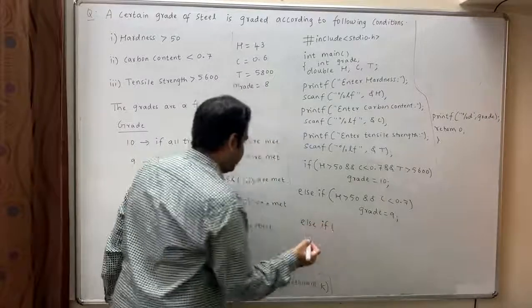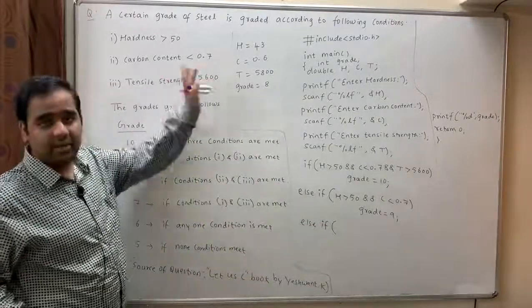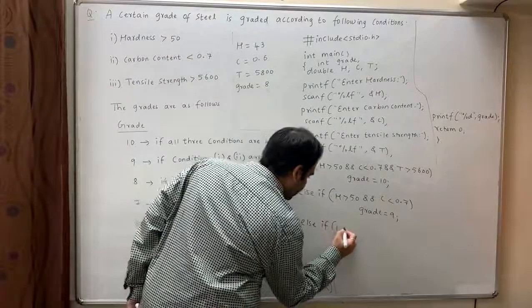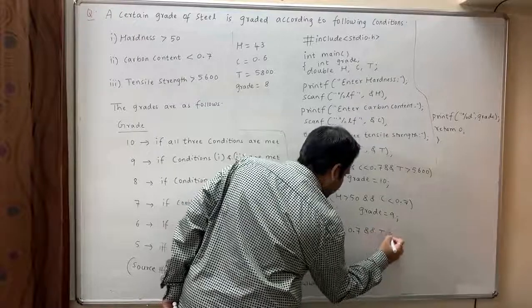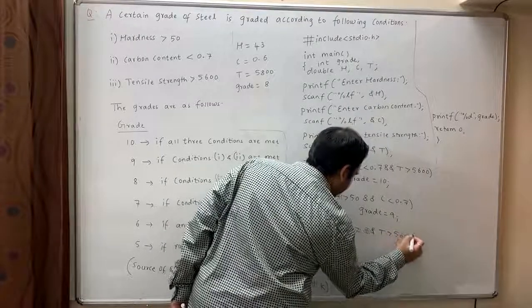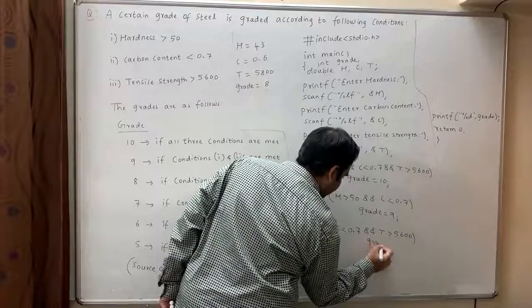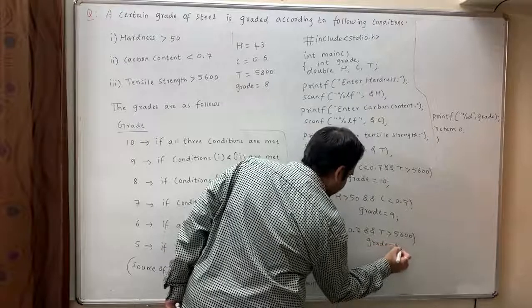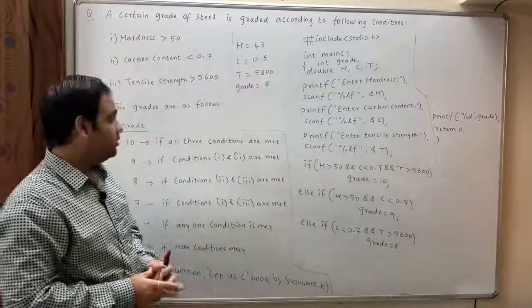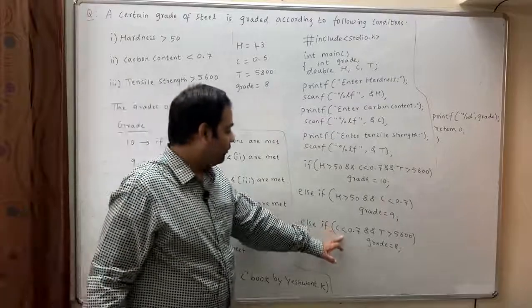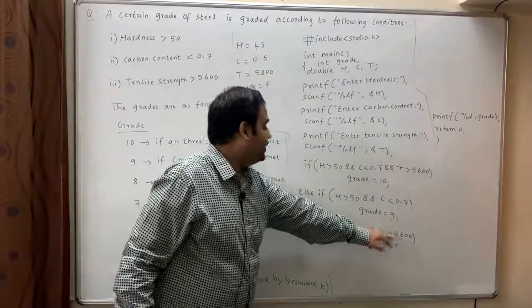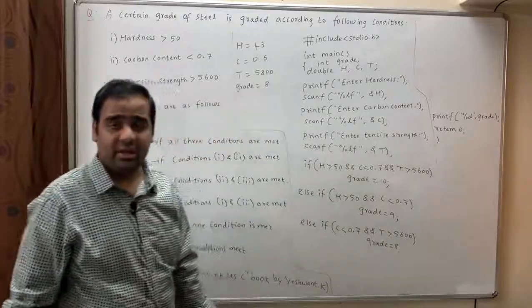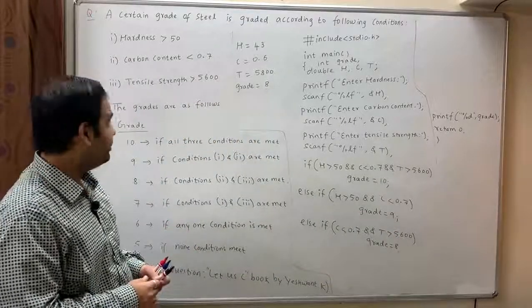And what is the next condition? Condition 2 and 3 are met. That means carbon content should be less than 0.7 and tensile strength should be greater than 5600. Then what do we say? We say grade is equal to 8. Is that okay? Now check here. Now we are not checking any hardness. 0.6 less than 0.7, yes. 5800 greater than 5600, yes, and it says grade is 8, grade 8 is printed.